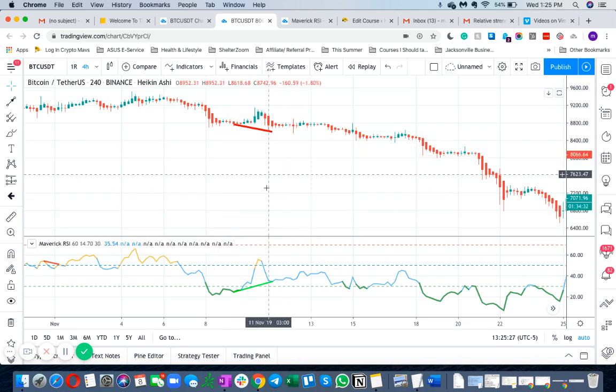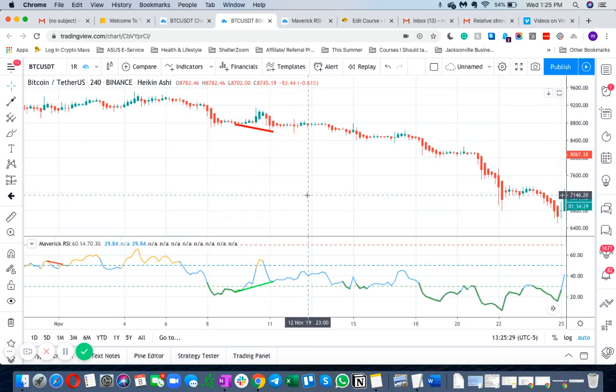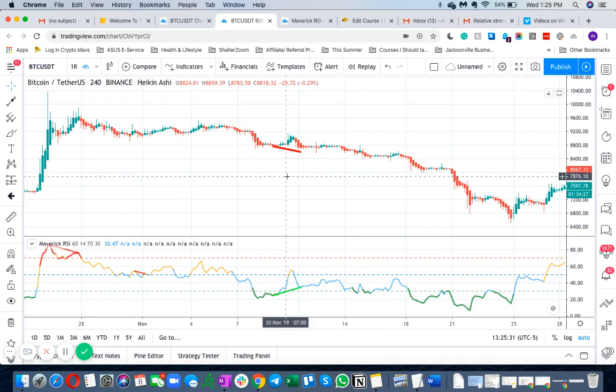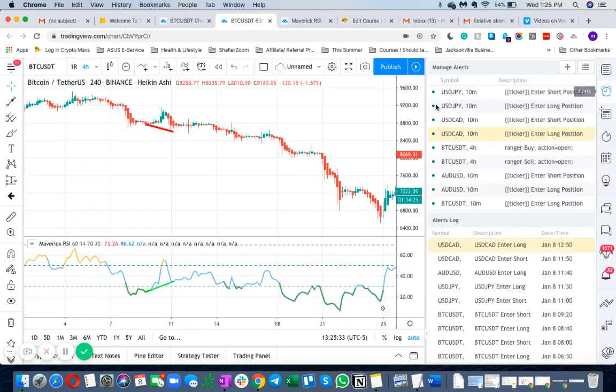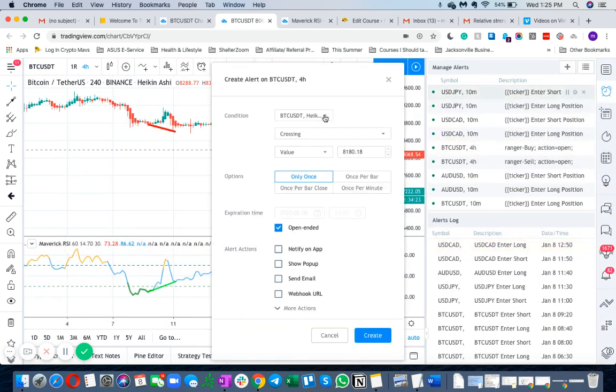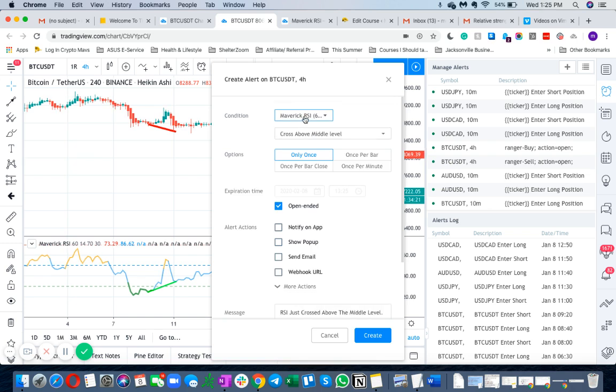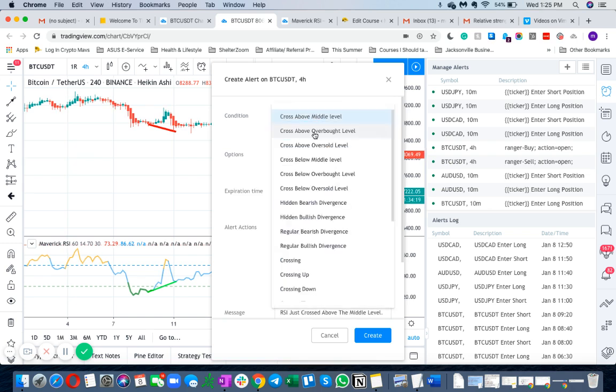It's automated. It's done for you. You don't have to worry about it. And the coolest part of it is you can set alerts for it, so that even takes it to a whole other level in terms of automating this. I can set alerts based on basically any condition I want. The obvious ones are the bullish and bearish divergence, but also I can set alerts for what I was showing you earlier about crossing above the mid-level or above the overbought or oversold level, and then crossing below all of those levels as well.